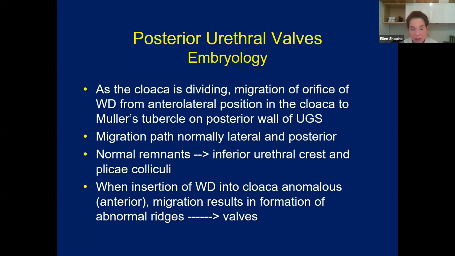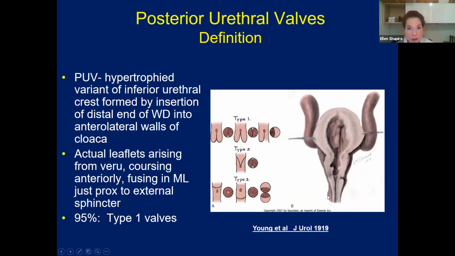So we'll start out with embryology. As you know, the cloaca gets divided about week 5 to 7, and it's the migration of the orifices of the Wolffian ducts from the anterolateral position of the cloaca to Muller's tubercle on the posterior wall of the UGS, which is important with regard to valves. This migration path is normally lateral and posterior. The normal remnants leave the inferior urethral crest on the floor of the posterior urethra and the plicae colliculi. When the insertion of the Wolffian ducts into the cloaca is anomalous or a little too far anterior, as we think, the migration then results in the formation of abnormal ridges, which are what we term valves.